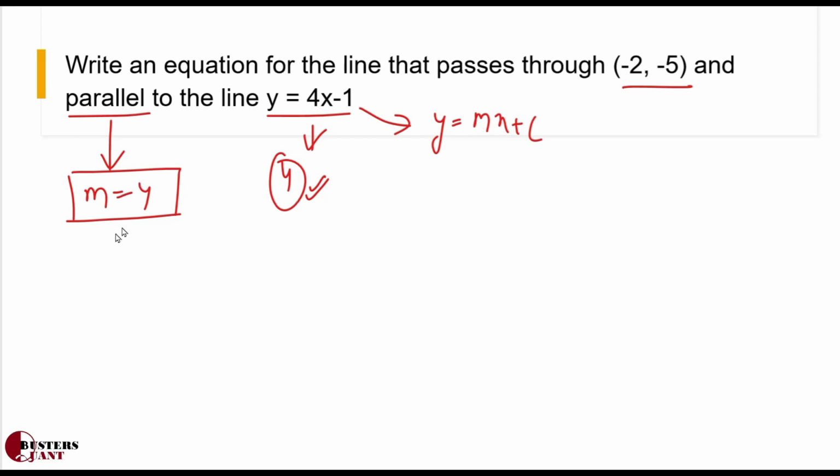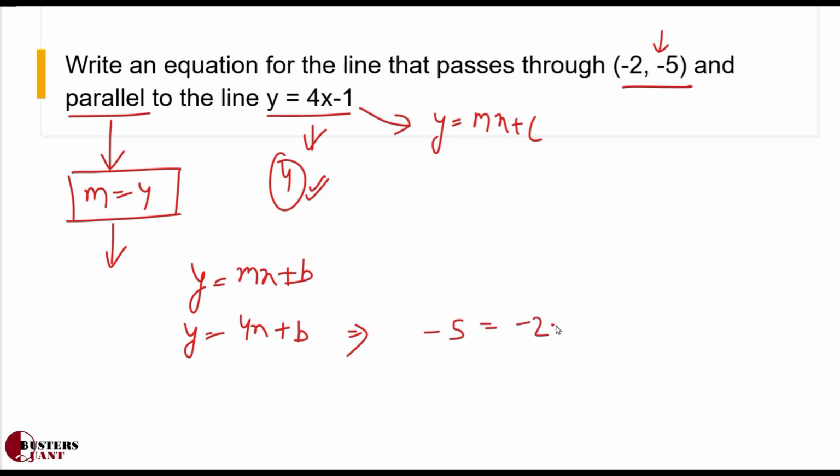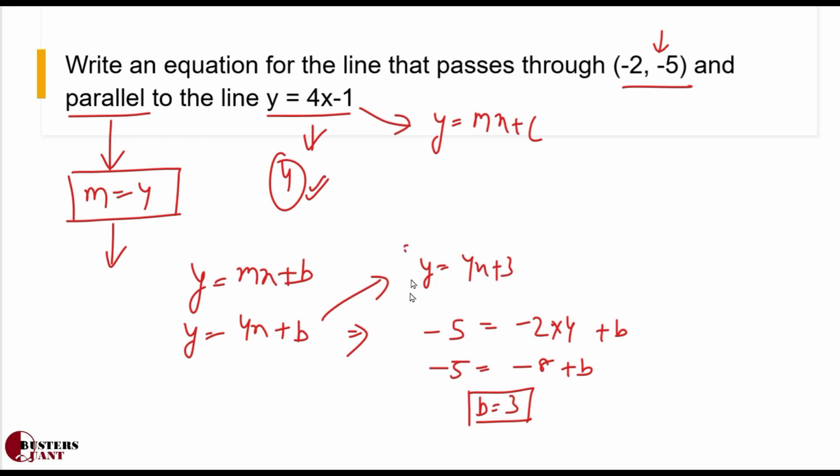So we know the slope and we also know one point. So the equation of the line will be y equal to mx plus b. This is the formula. So it will be y equal to 4x plus b. Now we can put the point minus 2 comma minus 5 here. So minus 5 equal to minus 2 into 4, plus b. So minus 5 equal to minus 8 plus b. So b equal to 3. So the required equation of the line will be y equal to 4x plus 3. This is the required equation of the line.